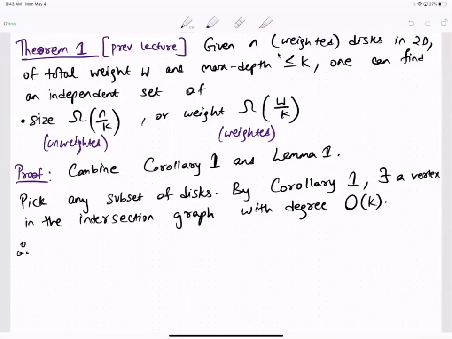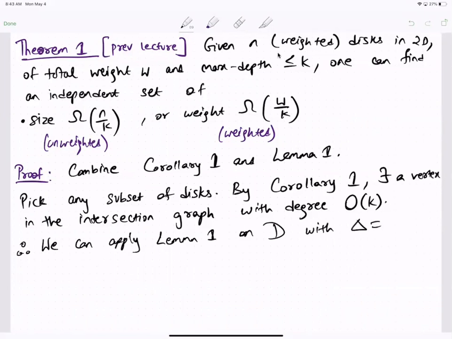Therefore, we can apply lemma 1 on this set, with delta set to some order of K, since lemma 1 has a parameter delta. And that's it. Once you do that, you will get an independent set of size at least n over K, or weight W over K. That's it.